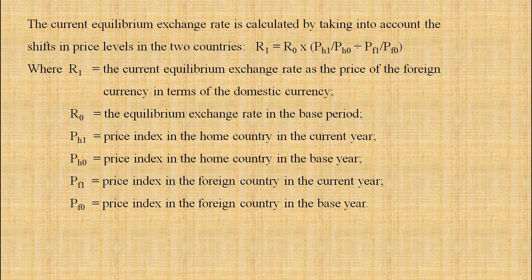Here, R1 is the current equilibrium exchange rate as the price of the foreign currency in terms of domestic currency. R0 is the equilibrium exchange rate in the base period. PH1 is the price index in the home country in the current year. PH0 is the price index in the home country in the base year. PF1 is the price index in the foreign country in the current year, and PF0 is the price index in the foreign country in the base year.